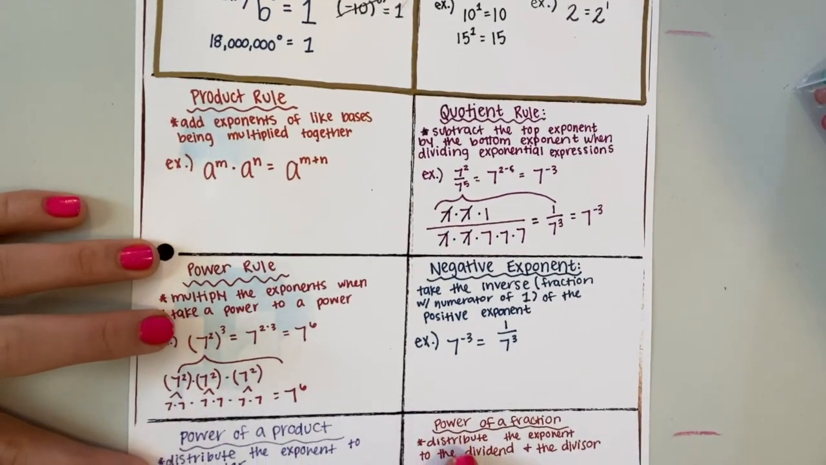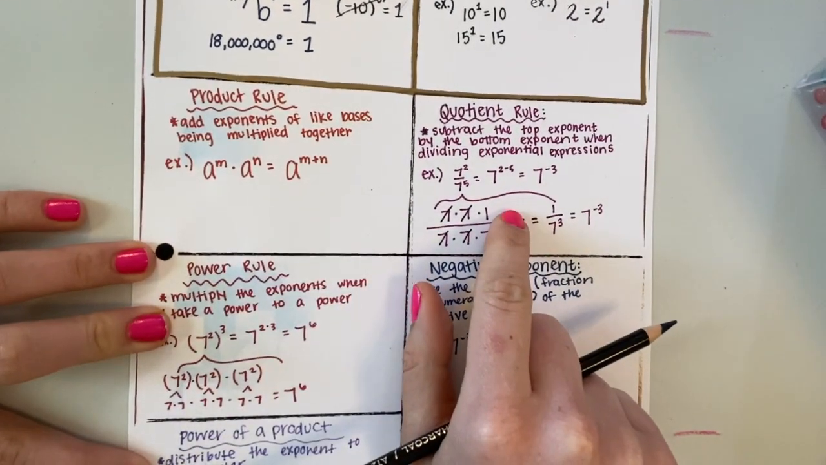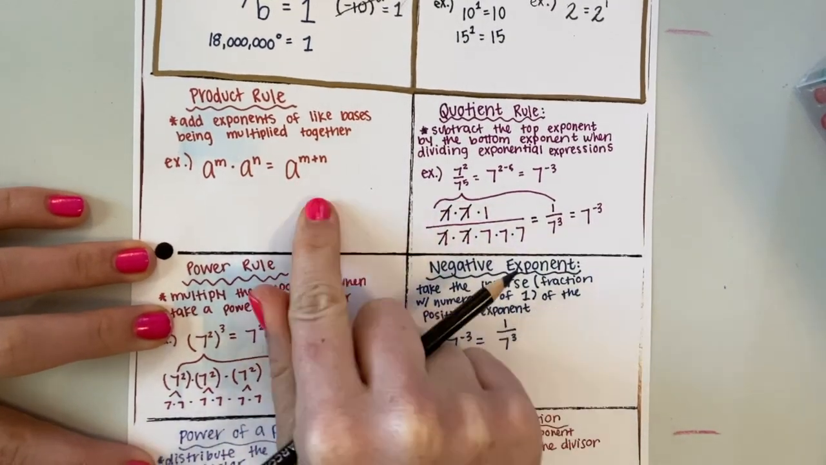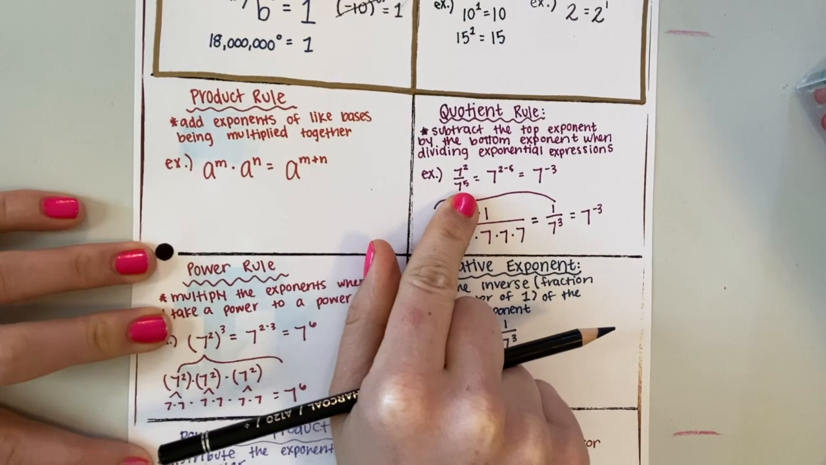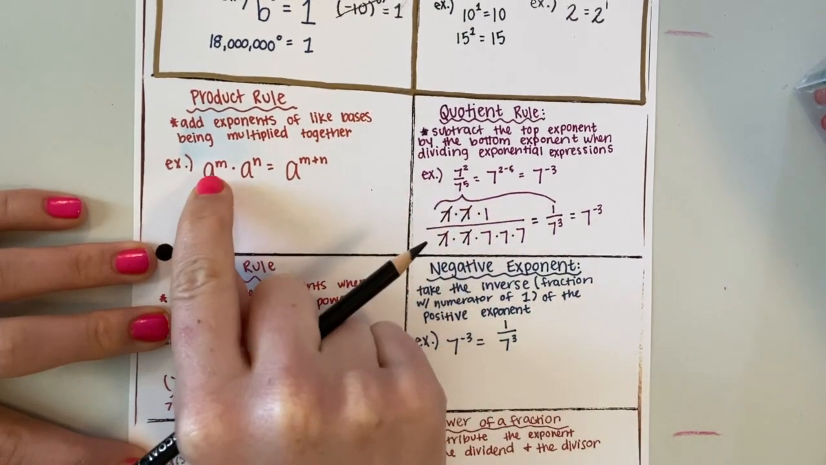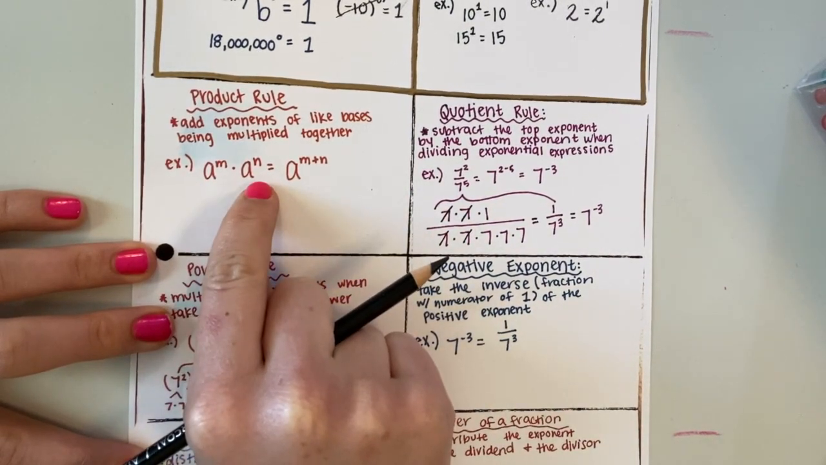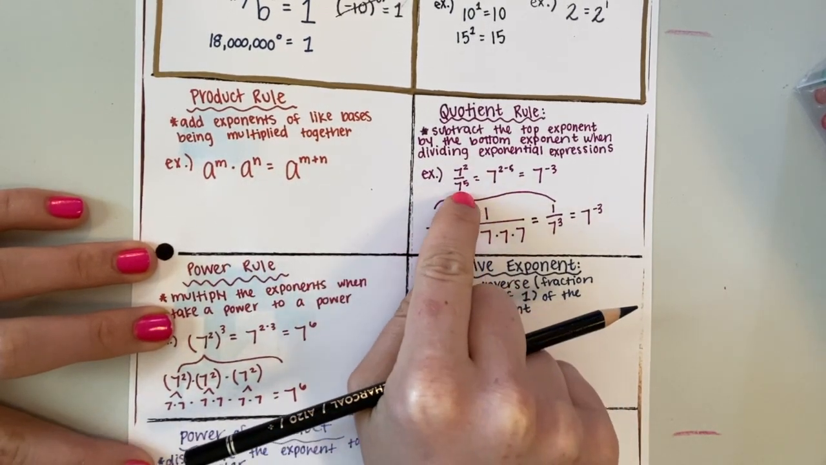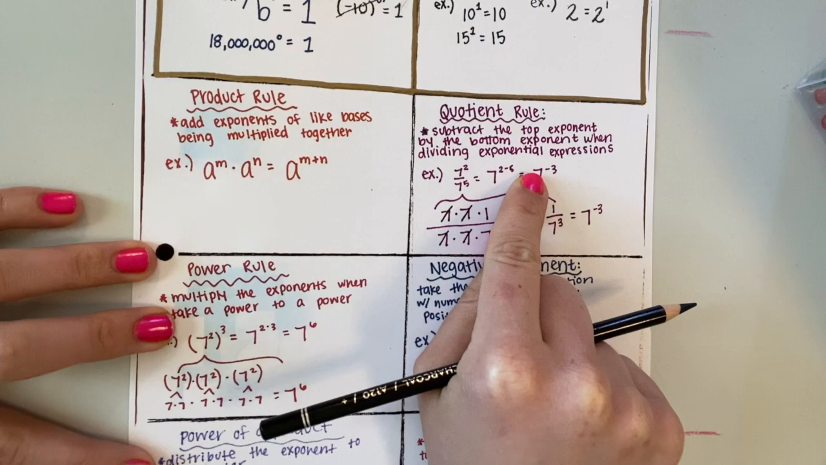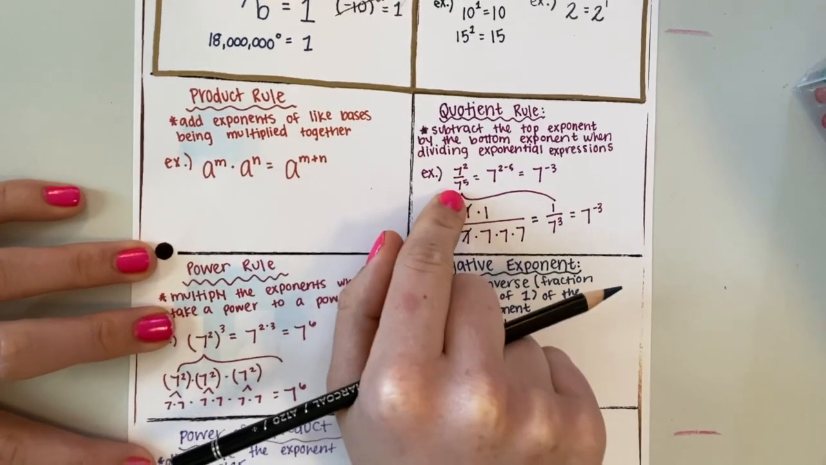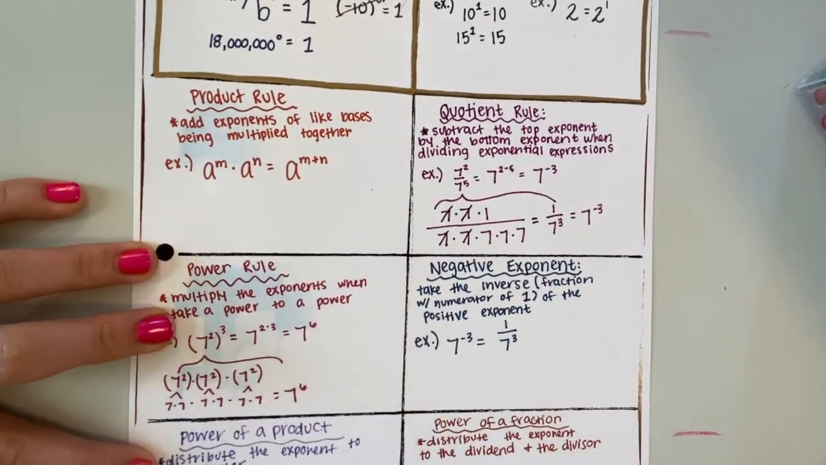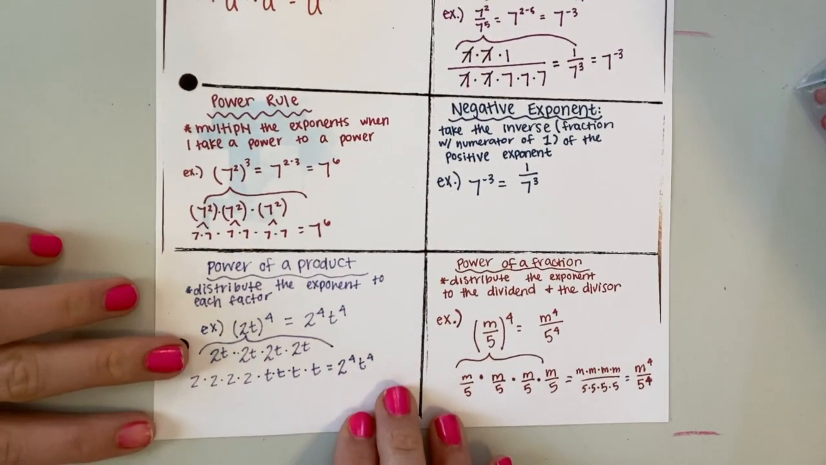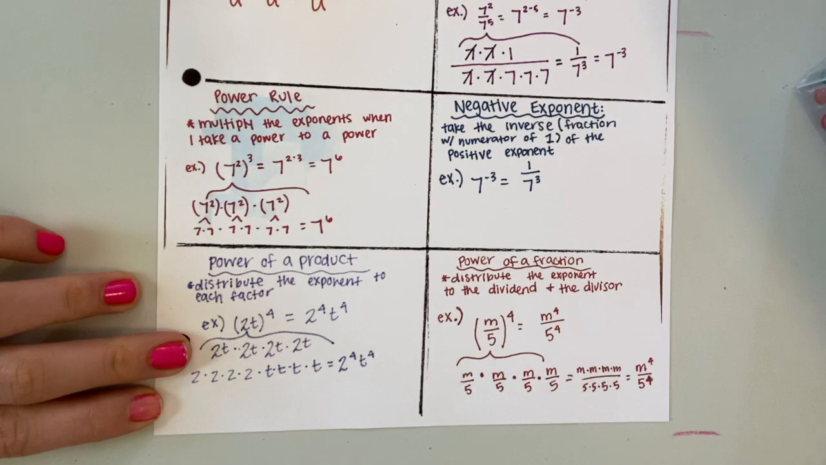The next two rules are the product rule and the quotient rule. If you follow my steps that I'll show next, you don't have to have these memorized. This is just telling me that if I'm multiplying like bases, I add exponents. If I'm dividing like bases, I subtract. But we don't have to worry about those because my rules for the next part will help.